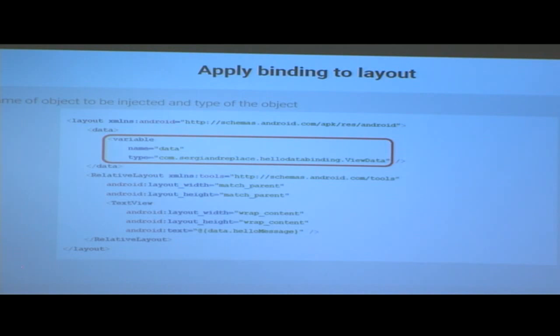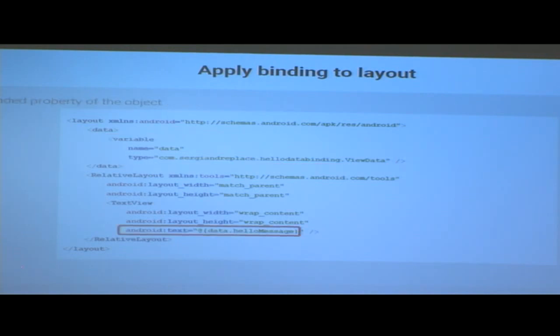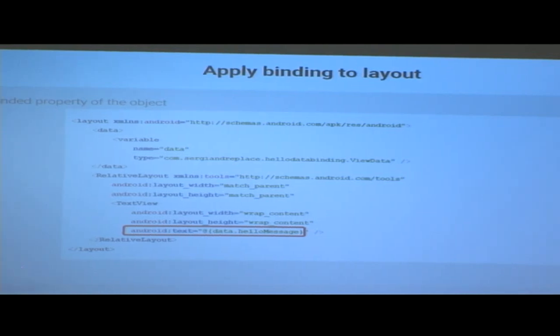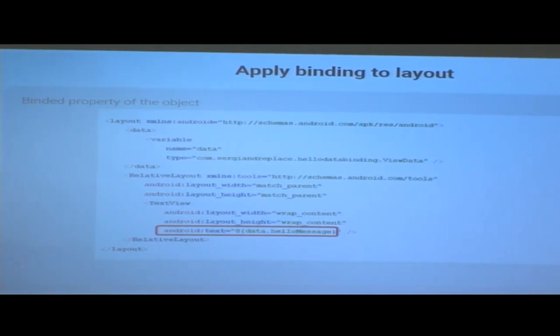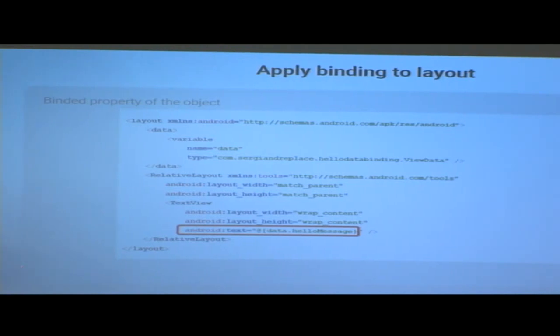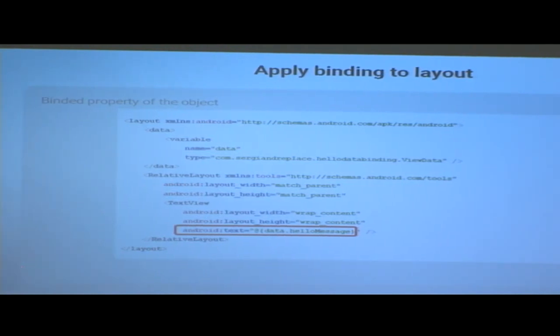And the next thing is that we do one binding. The format of the binding is always an at sign, curly braces, and whatever you want to say. In this case, what we're doing is saying I want you to put here the hello message member from the data object. What's the data object? It's the variable that you receive, which is of type view data. Okay, it's more or less clear.